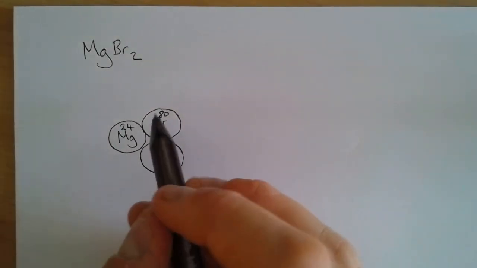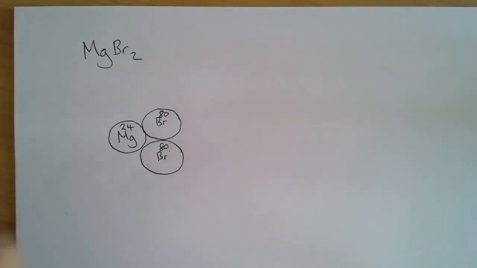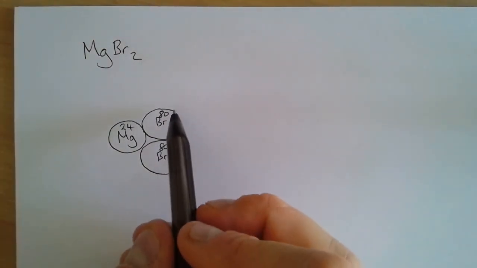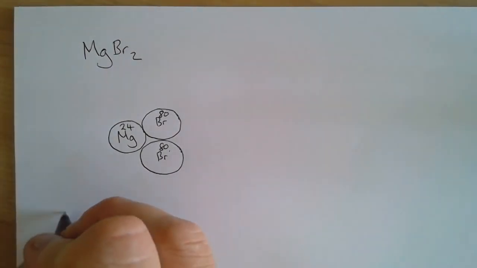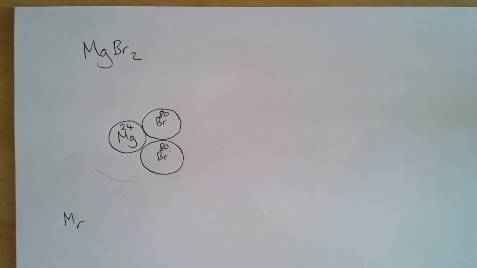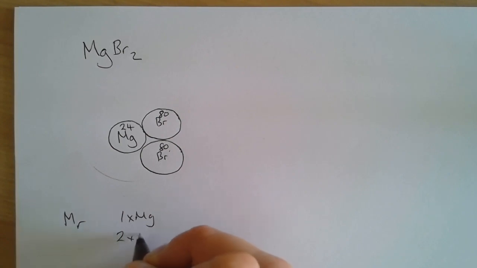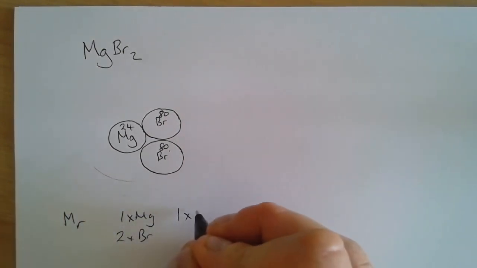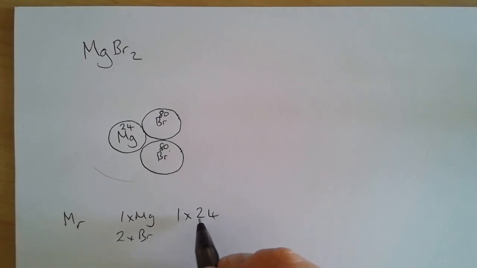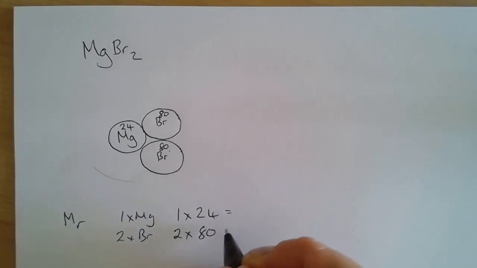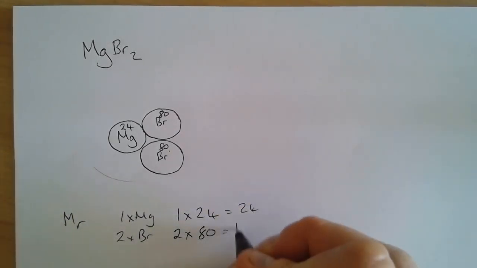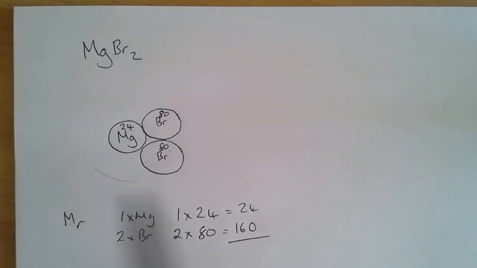So the first thing we're going to do is work out what the relative formula mass, the Mr, is of magnesium bromide, which we've done before. We know that the Mr of this is made up of one magnesium and two bromide ions. Magnesium ion has a mass of 24. That's the relative atomic mass I find from the periodic table. And the bromide ions each have a mass of 80. Again, that's the mass I find from the periodic table, which means the total relative formula mass of magnesium bromide is 184.